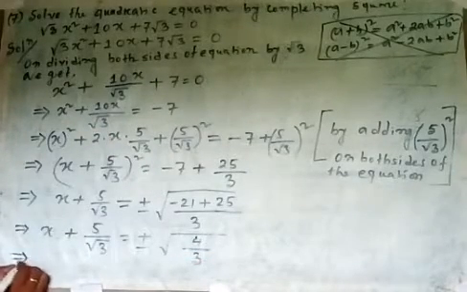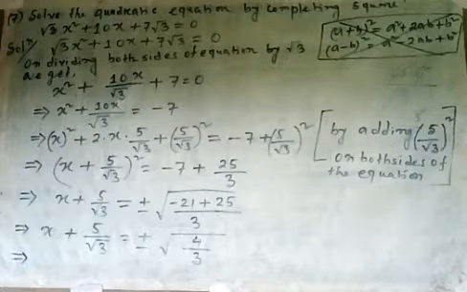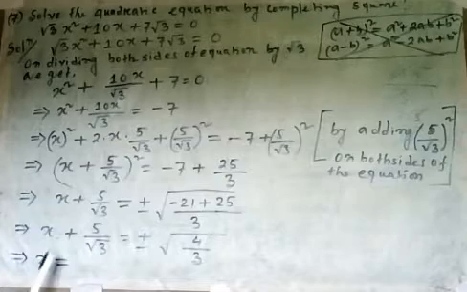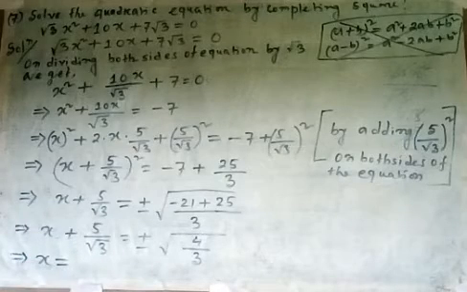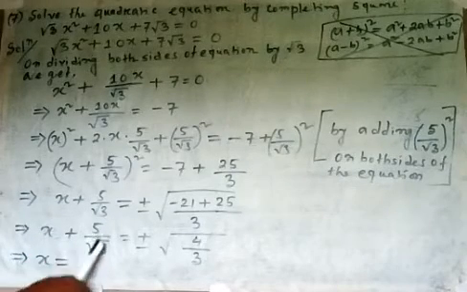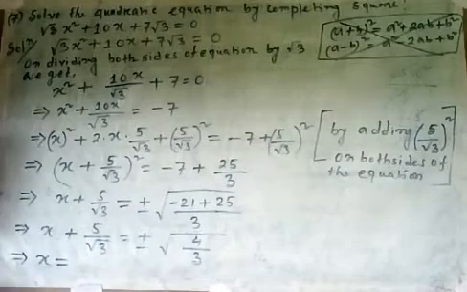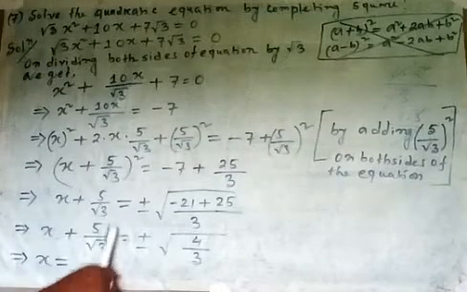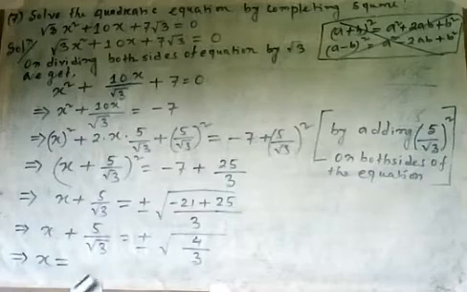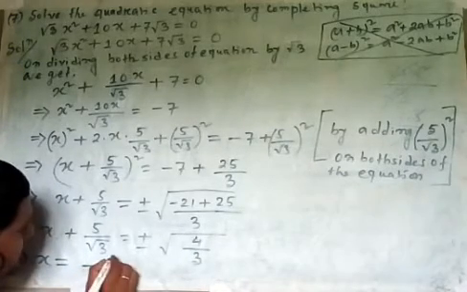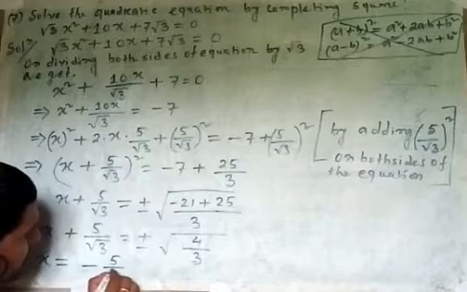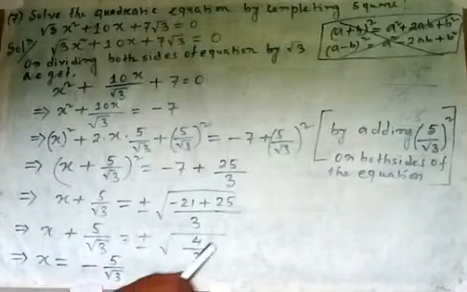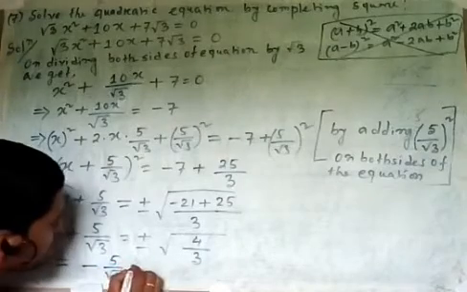This implies x equals, plus 5 by root 3, changing the side. Plus 5 by root 3 goes to the right side of the equal symbol. So this plus 5 by root 3 will be minus 5 by root 3. So after the equal symbol, what remains? Plus minus.